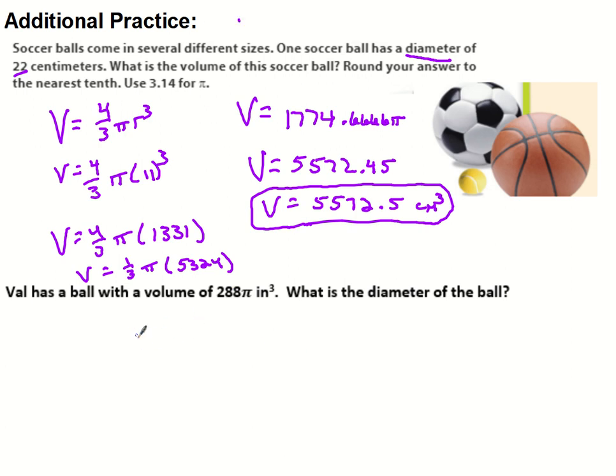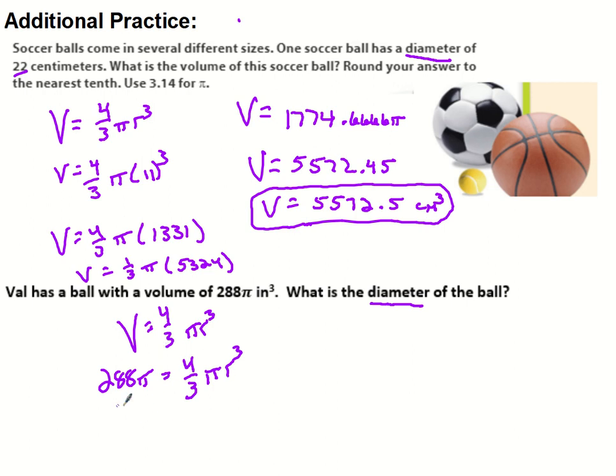So I'm still going to use my formula, which is 4/3 pi r cubed. I'm going to plug in the values that I know. I don't know the radius because it's asking me for the diameter, but if I'm given the radius, I should be able to easily find the diameter. So I'm really trying to solve for the radius. But I know the volume. The volume is 288 times pi. So that's equal to 4/3 times pi times radius cubed.